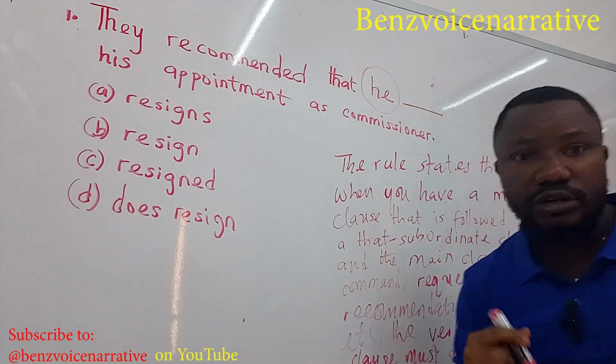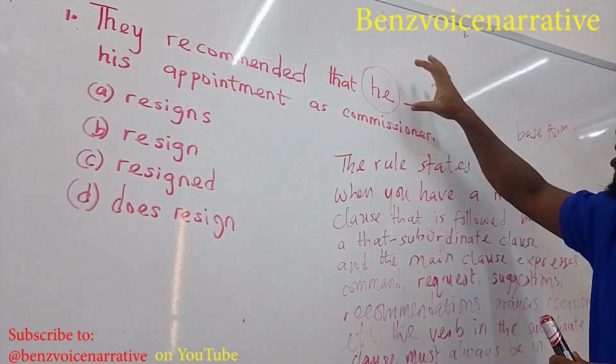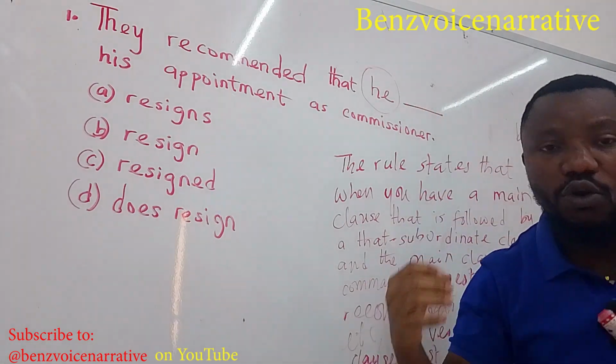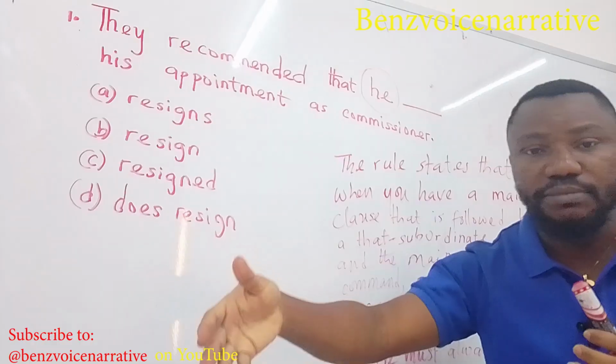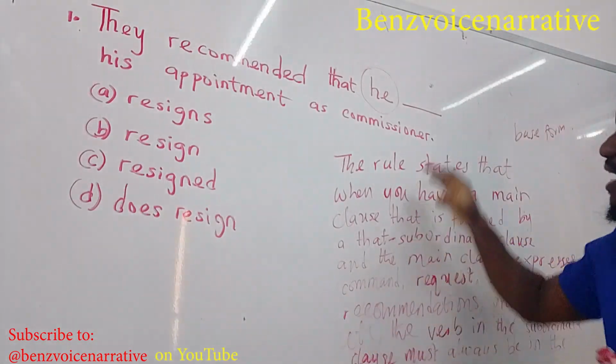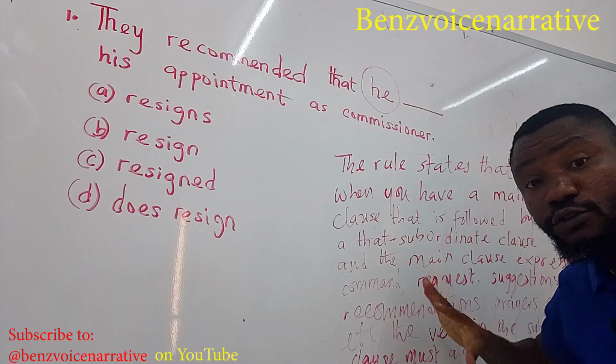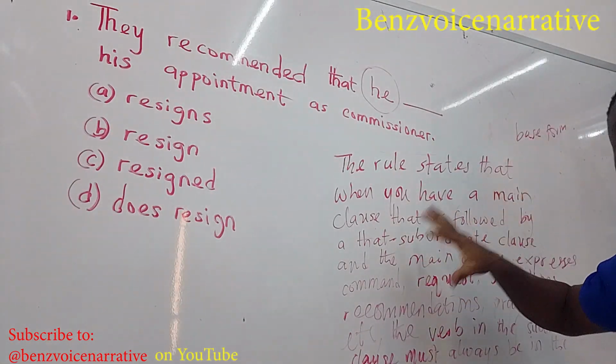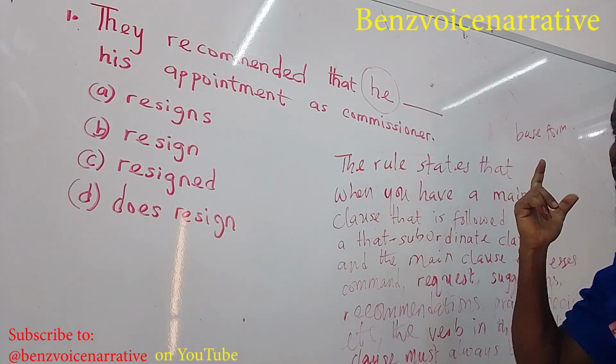And of course, in grammatical concord, he, a singular subject, will always attract a singular verb. And a singular verb is a verb that has s, es, or ies. But in this case of mandative subjunctive concord, the rule is different.